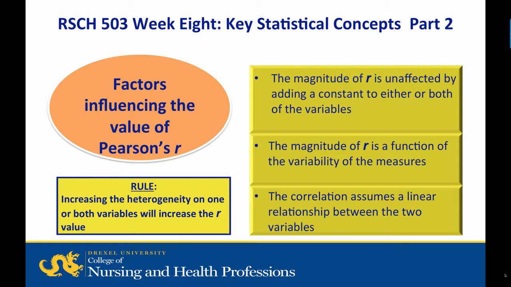Several factors may influence the value of Pearson's R correlation coefficient. First, the magnitude of the R is unaffected by adding a constant to either or both sides of the variables. Second, the magnitude of the R is a function of the variability of the measures. The larger the heterogeneity of the variables, the larger the R value. And lastly, the correlation assumes a linear relationship between the two variables. A curvilinear relationship will invalidate the use of the R coefficient. This is noted simply by inspecting the scattergram.